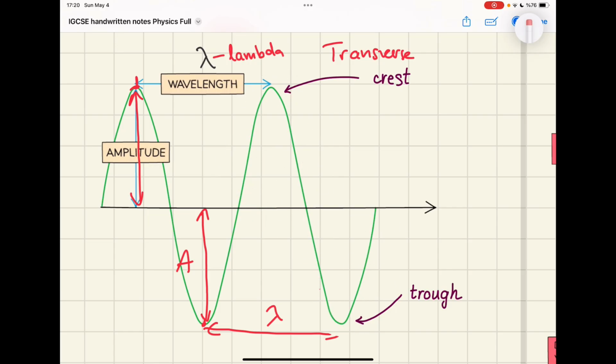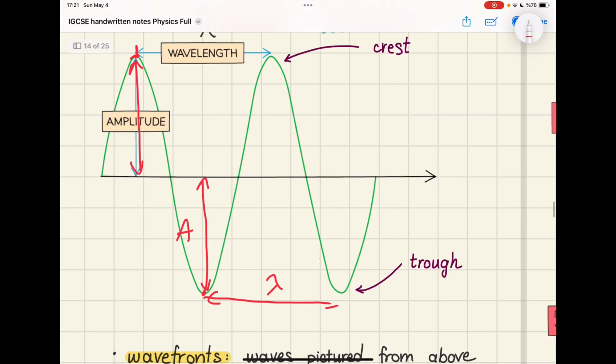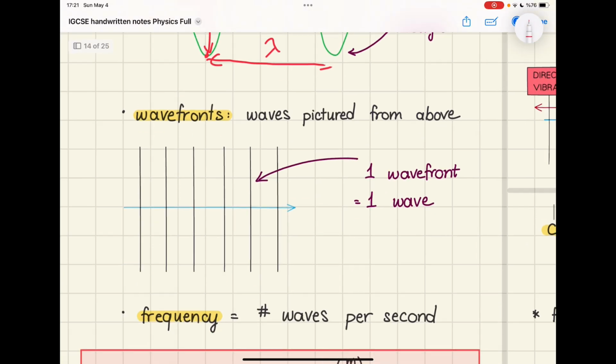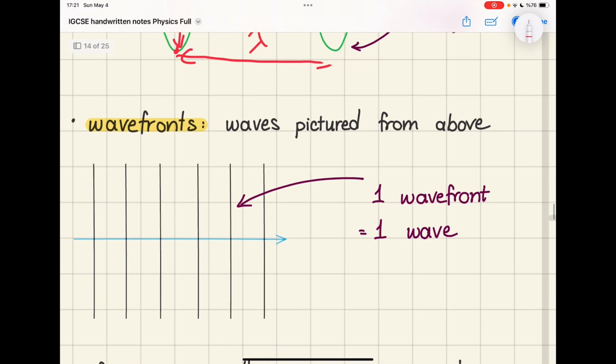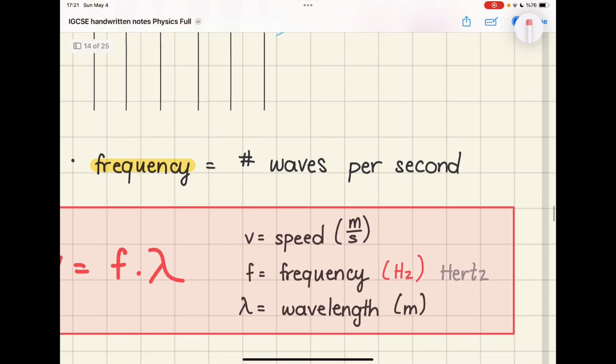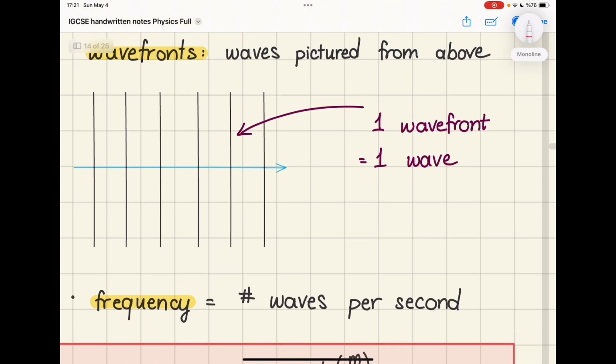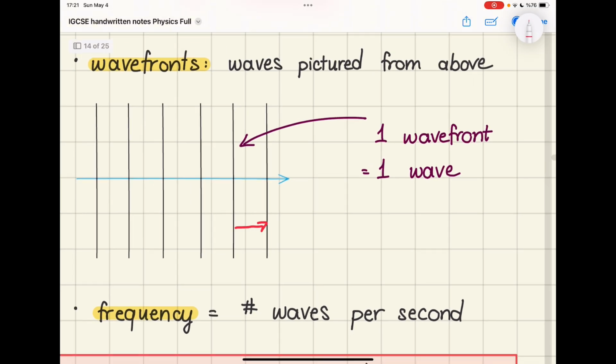Okay, so now when we remember this, we will continue further. Wave fronts is another word that we use, which is waves pictured from above. Basically, a wave front is a boundary that determines the end of one wave and the beginning of a different wave. So between two wave fronts you have one wave. Technically, the distance between two wave fronts would be equal to the wavelength.